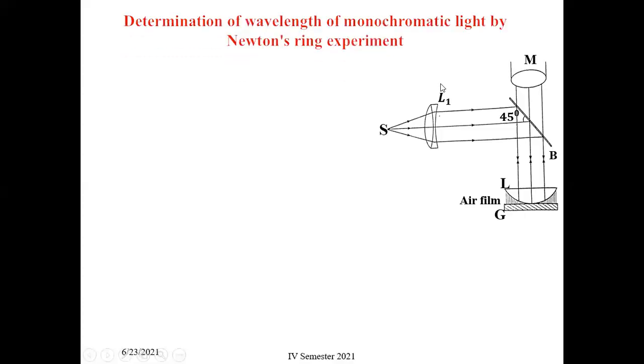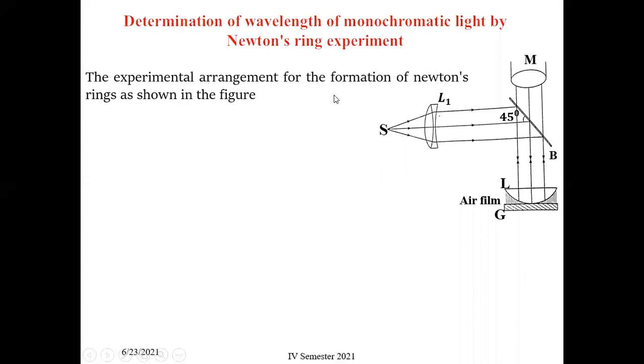So next, I want to discuss one more experiment regarding Newton's ring experiment. From this Newton's ring experiment, we can calculate the wavelength of the incident monochromatic light. You can easily find out the wavelength of this incident monochromatic light. See, this is the experimental setup, right?